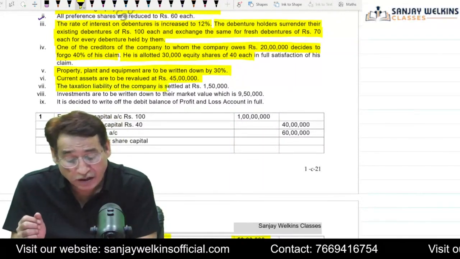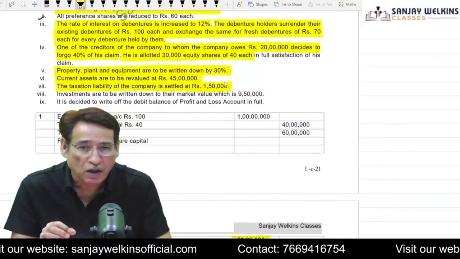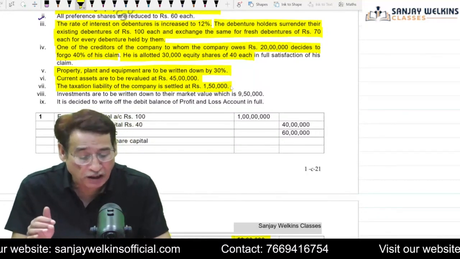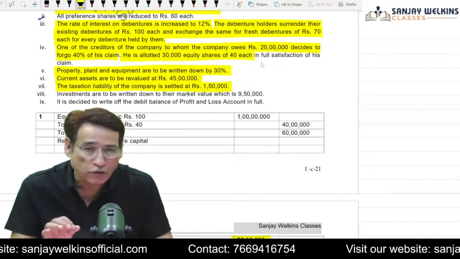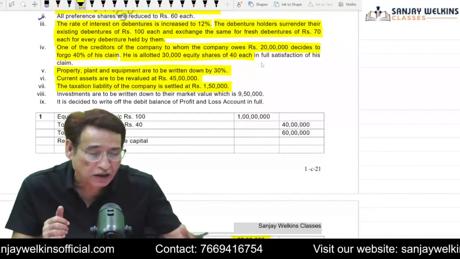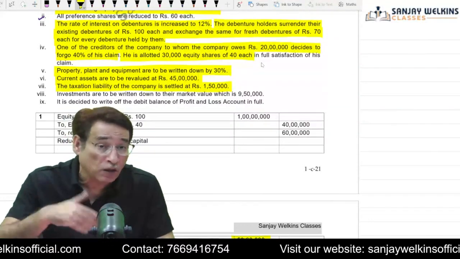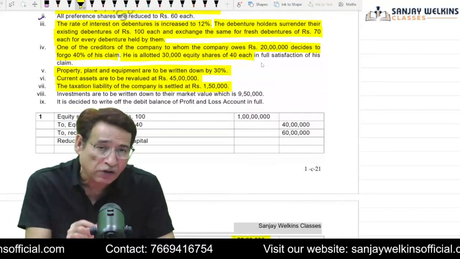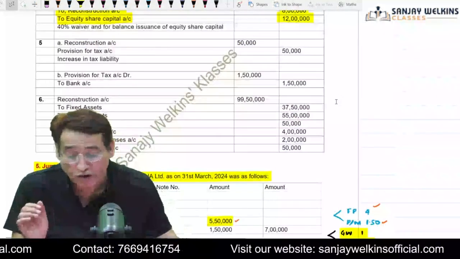Further, it is given that the taxation liability of the company is 1,50,000. In the last class, we talked about this. So your entry will be, first of all, to increase the liability, because in the balance sheet, provision for tax of 1 lakh is given. So you will credit the amount, but this liability is increasing without fetching you any return. So it is a loss. So your entry will be reconstruction account debit to income tax liability account 50,000. This will be your first entry.